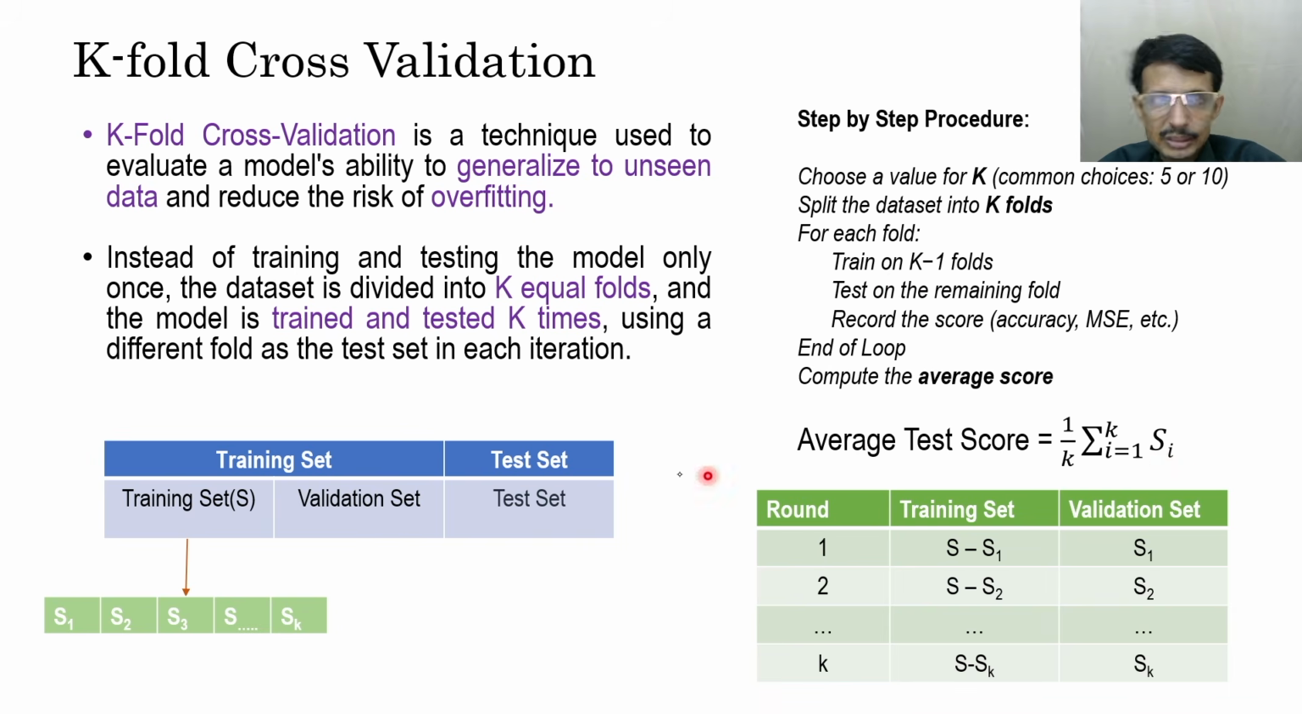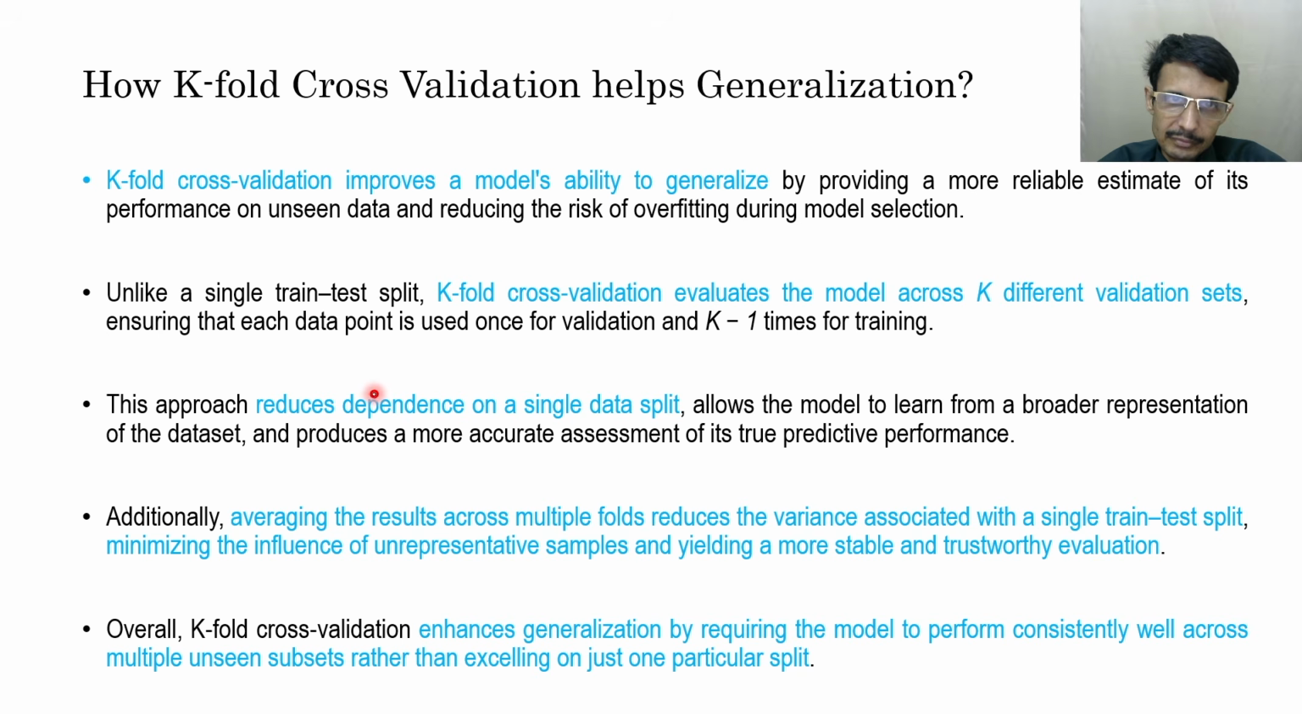Okay, so this way we have... The question is why it helps. K-fold cross-validation improves the model's ability to generalize by providing a more reliable estimate of its performance on unseen data and reducing the risk of overfitting during selection. That we have just as a definition, but why?